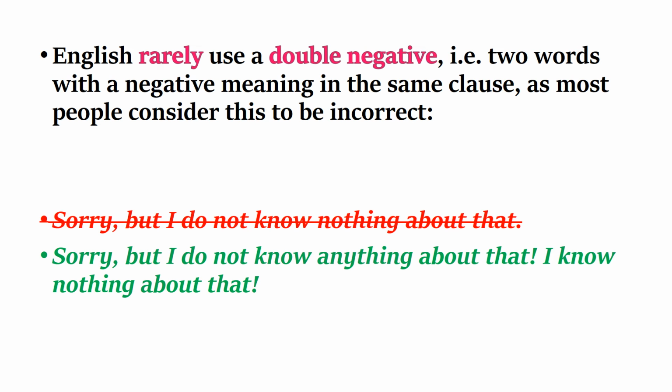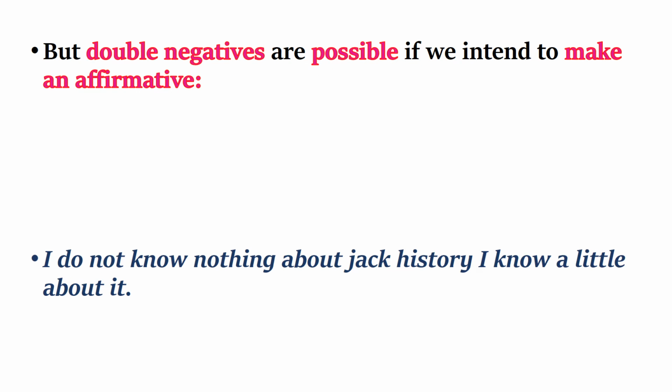English speakers rarely use a double negative, two words with a negative meaning in the same clause, as most people consider this to be incorrect. For example, sorry, but I do not know nothing about that. This sentence is incorrect. The correct one is, sorry, but I do not know anything about that. I know nothing about that. But double negatives are possible if we intend to make an affirmative. I do not know nothing about Jack's history. I know a little about it.